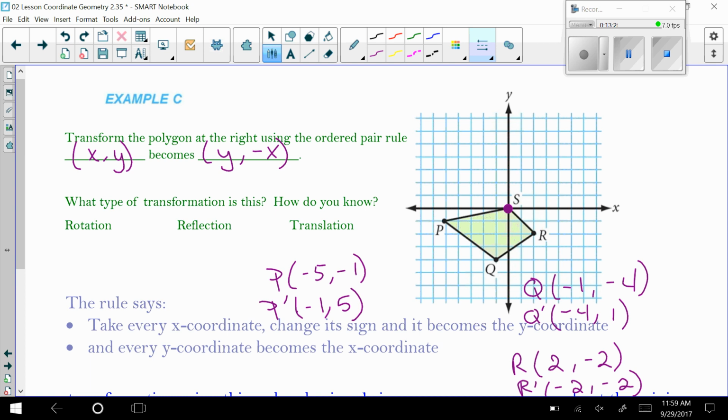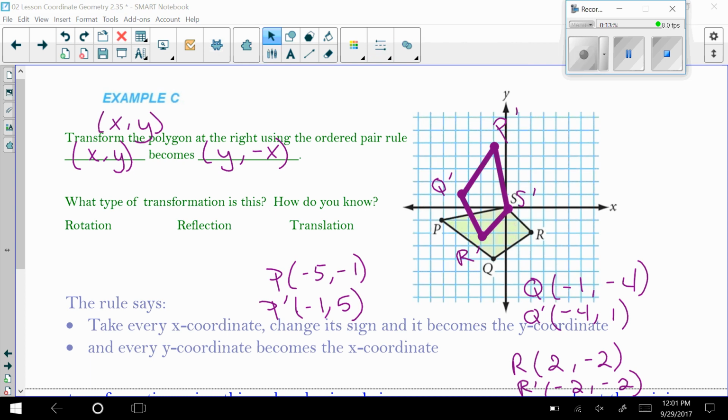So P prime is (-1, 5). Q prime is (-4, 1). R prime is (-2, -2). And then we can label them and connect them to form the image.